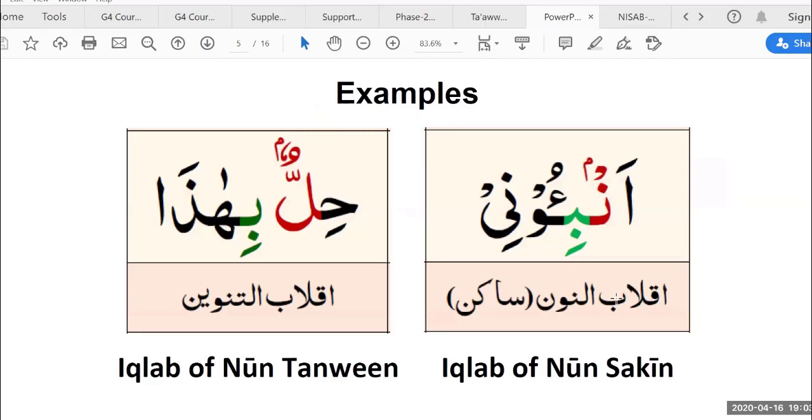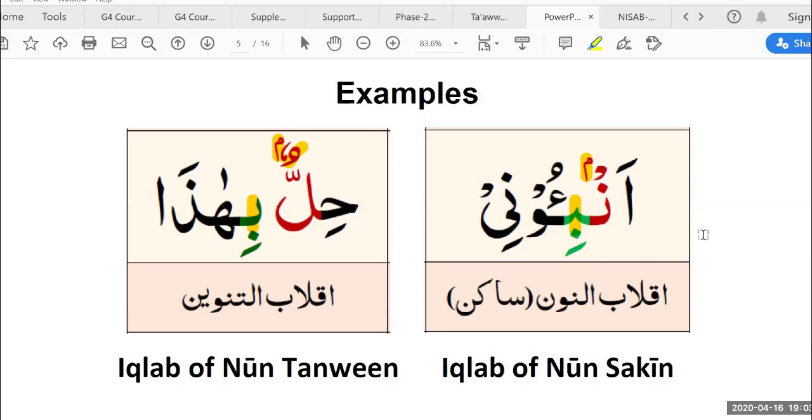So here, these are some words from the Holy Quran, and as you can see, there is a miniature Mim. In both cases, you can see Noon Sakin, and here we have Noon Tanween, followed by the letter Ba. And yes, that's all about Iqlab. Now we are going to practice.